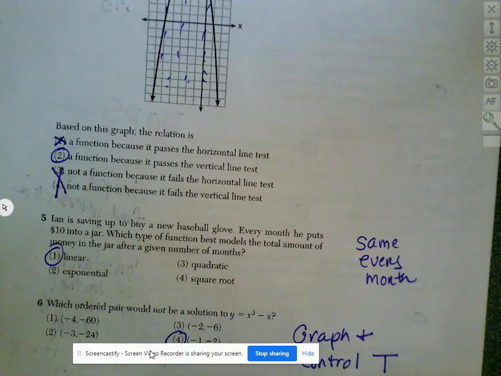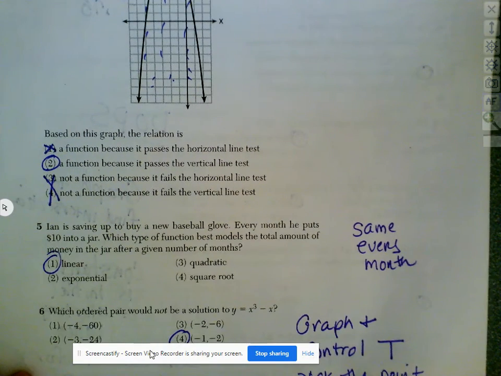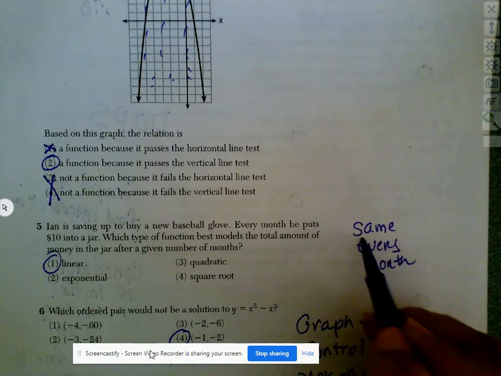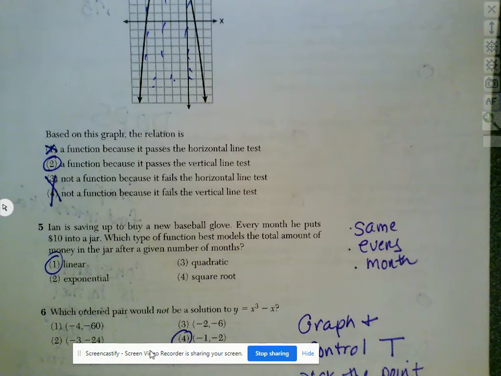All right, number 5, Ian is saving up to buy a new basketball or baseball glove. Every month he puts $10 into a jar. Which type of function best models the total amount of money in the jar after a given number of months? He's saving the same amount every single month. If it's the same amount of change every single month, that is linear.